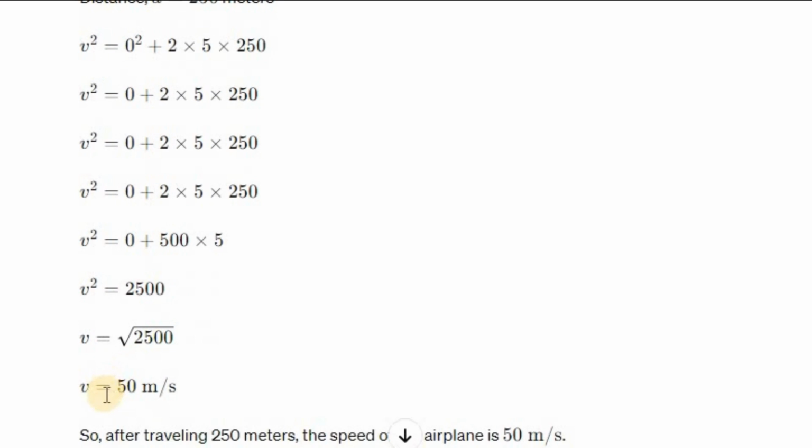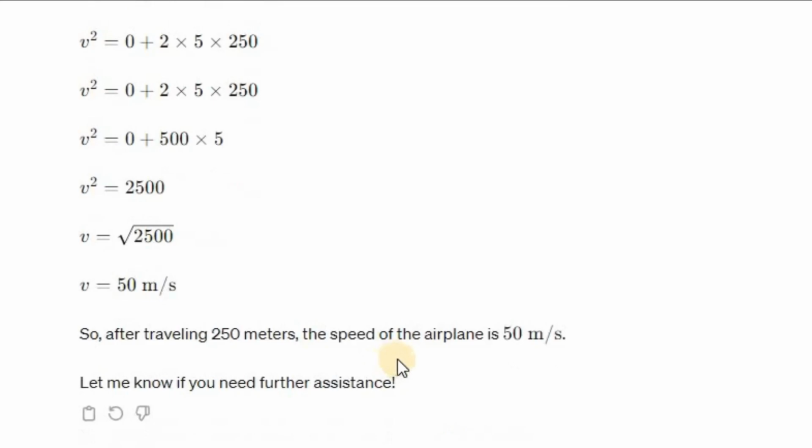v squared equals 2500. Then you can take the root of both sides, and you can see v equals 50 meters per second. So after traveling 250 meters, the speed of the airplane is 50 meters per second.